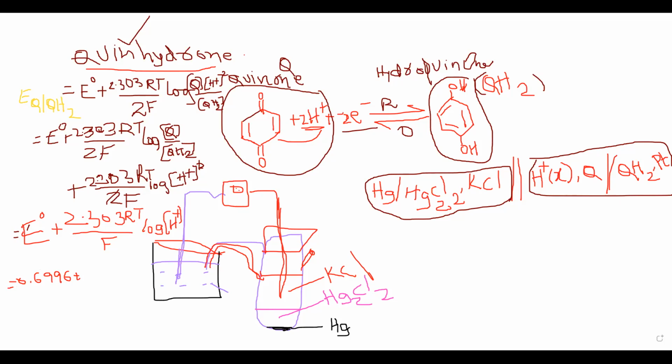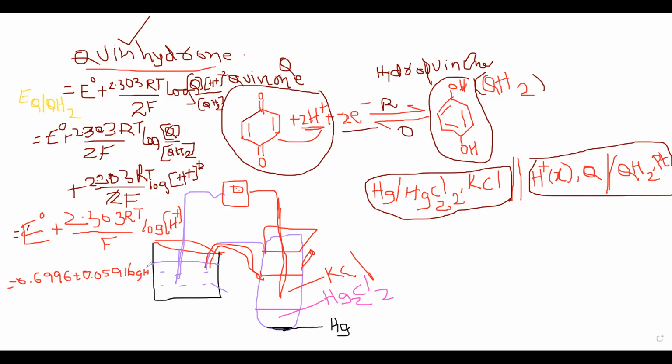I was always discussing this one. How much is 2.303 RT by F equal to? 0.0591. It is plus log H plus. In the next step we'll see, convert this log H plus into pH.